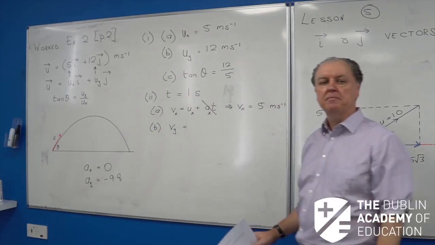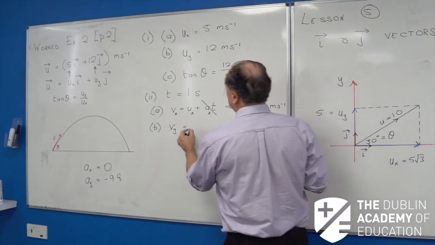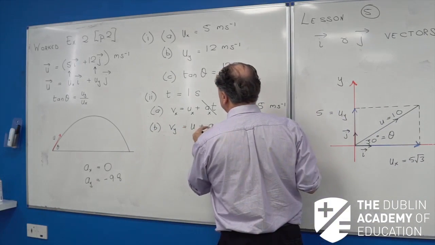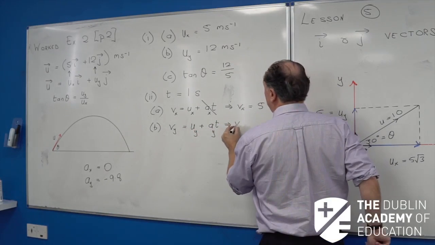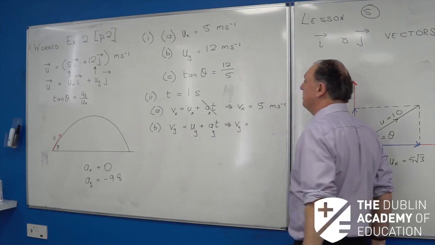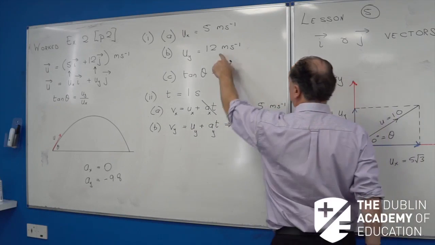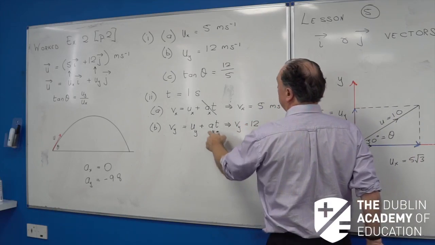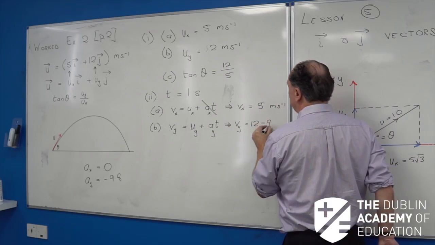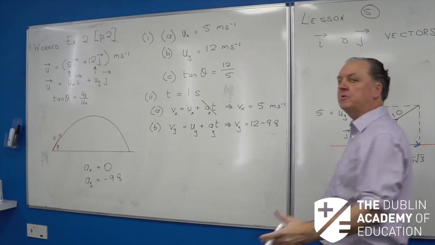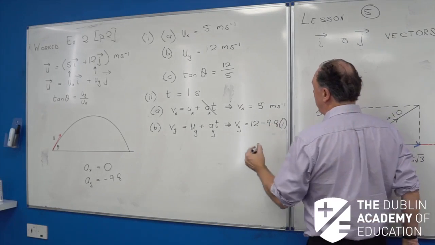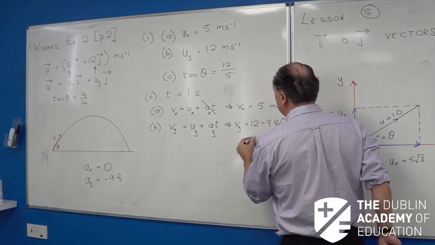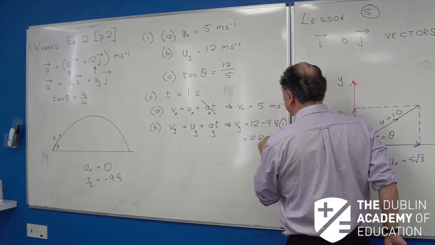So Vy is going to be u plus at in the y direction. That means Vy is equal to Uy, which is 12, plus ay, minus 9.8, and we're talking about after 1 second, by 1. So 12 minus 9.8, I get 2.2 meters per second.